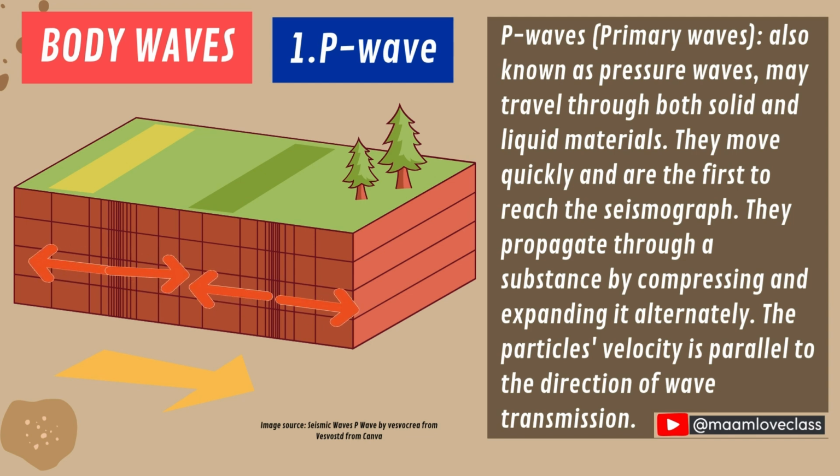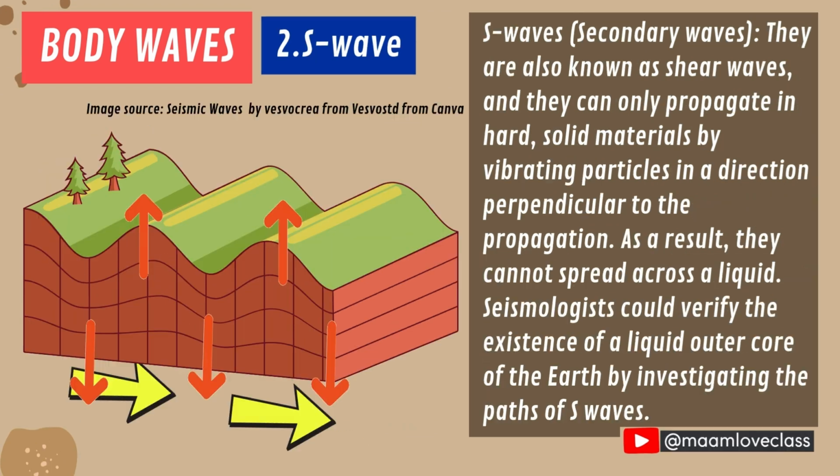Another type of body wave is the S waves. S waves, also known as the secondary waves, can only propagate in hard, solid materials by vibrating particles in a direction perpendicular to the propagation. As a result, they cannot spread across a liquid. Seismologists could verify the existence of a liquid outer core of the Earth by investigating the paths of S waves.